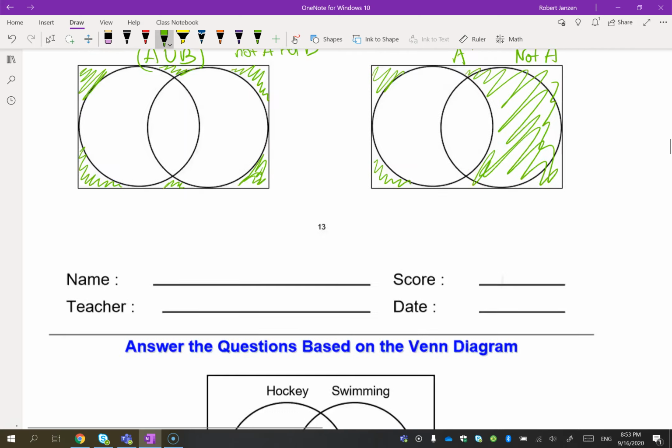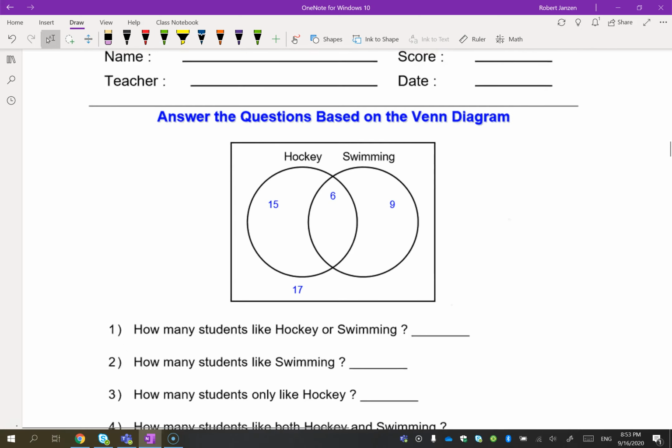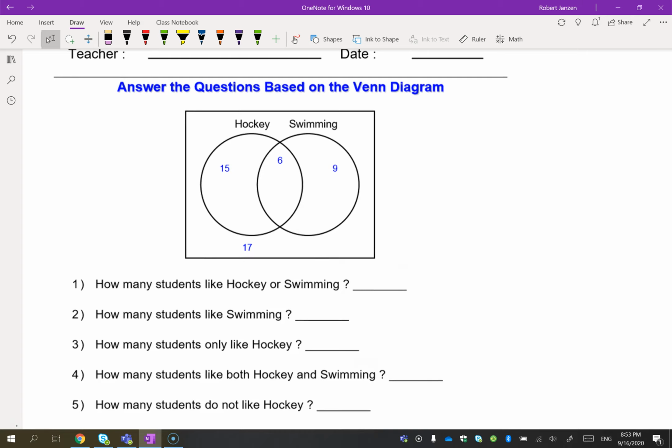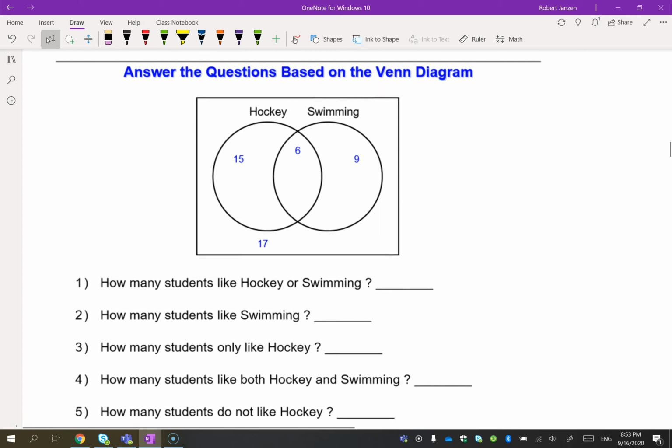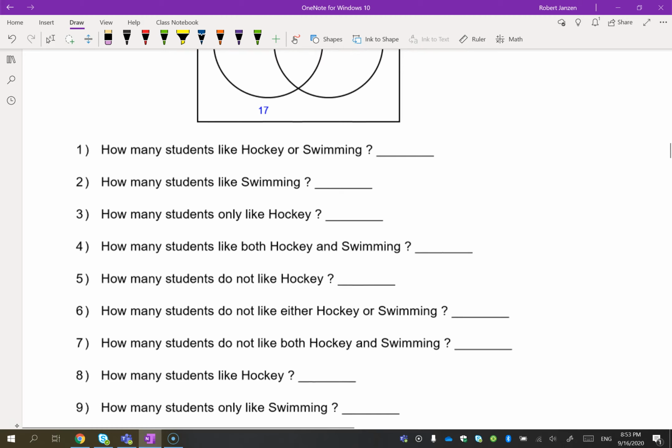I would like you to try this homework here. Try it quickly before we do the next lesson. Answer the questions based on this Venn diagram. Pause the video and quickly fill in those blanks. All right, let's see if you got it. How many students like hockey or swimming? You would go 15 plus 6 plus 9. I'll just write the answers in here so you can check your answers. If you're not sure, make sure you ask about it.